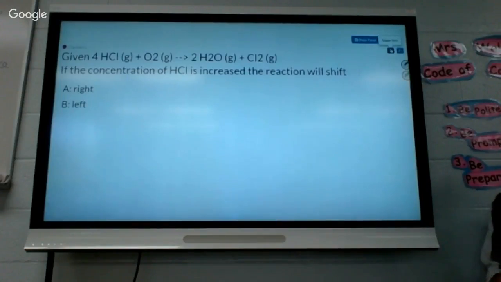So if the concentration of HCl is increased, that means I added HCl. So I added a reactant because HCl is a reactant. So if I add a reactant, you got to use the rule. And so if I add a reactant, is it going to shift to the same side or the opposite side as the rule you're using? Okay, so use that and then figure it out.